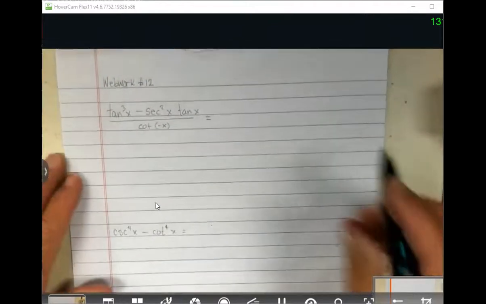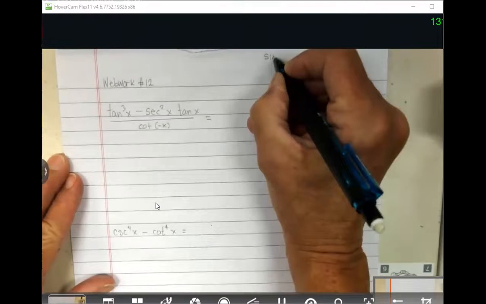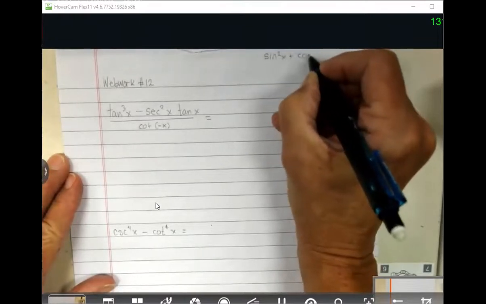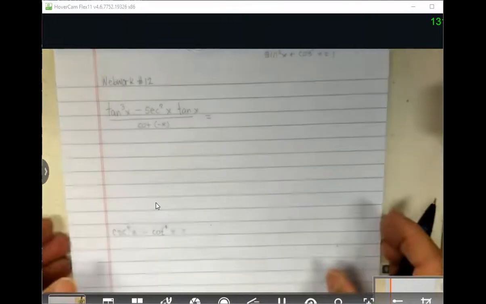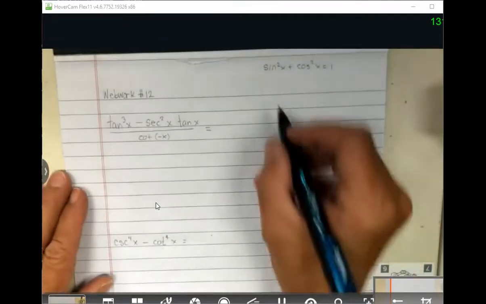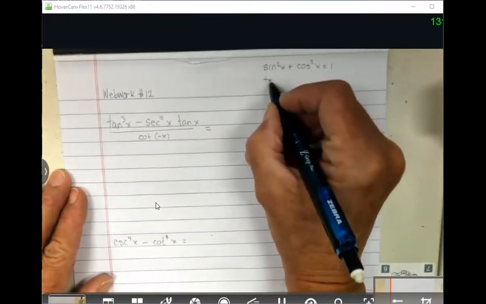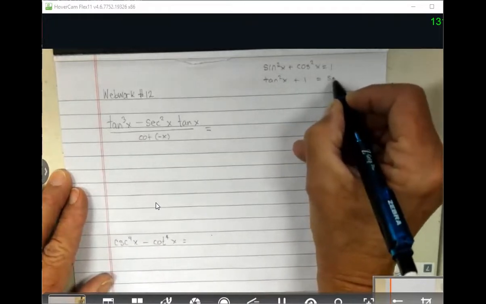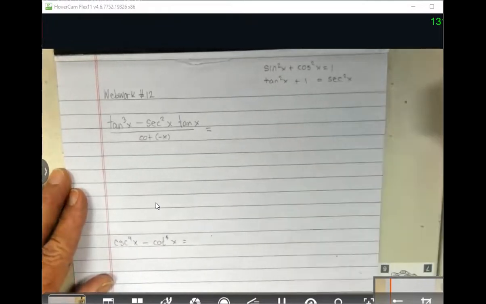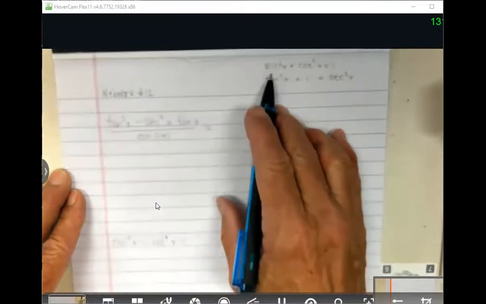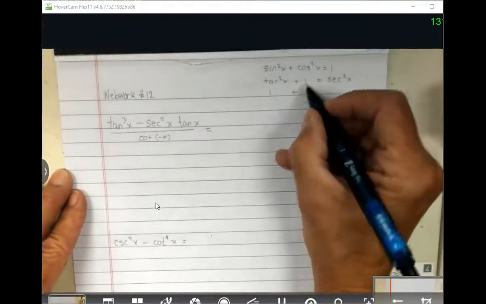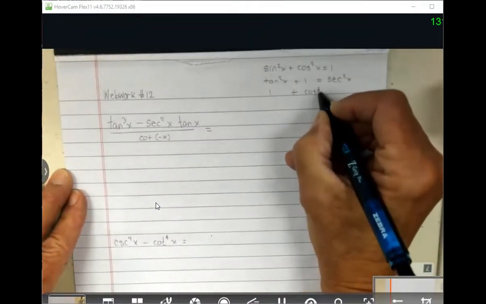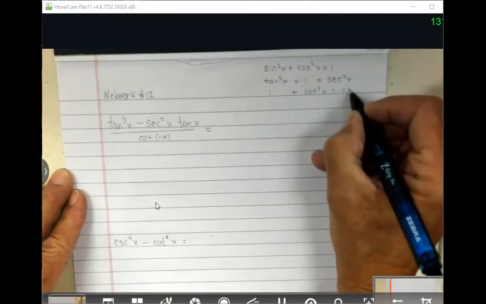Okay, so I asked you to write the 3 Pythagorean identities, and here they are. Sine squared of x plus cosine squared of x is equal to 1. Then if you divide all of that by cosine squared, the next identity would look like the tangent squared of x plus 1 is secant squared of x. Or if I divided everything here by sine squared, I get 1 plus cotangent squared is equal to the cosecant squared.